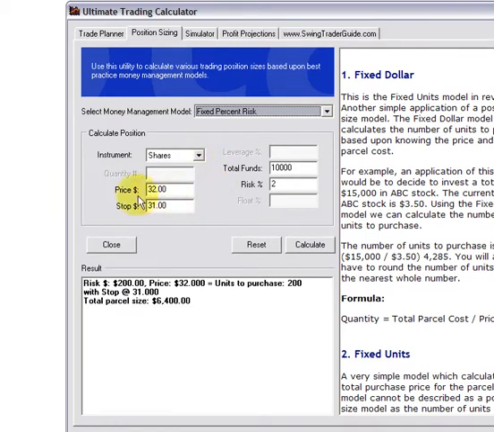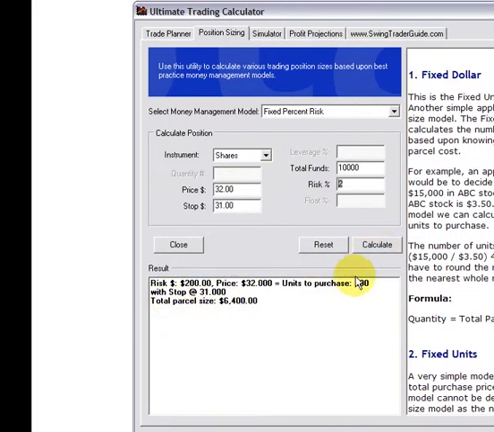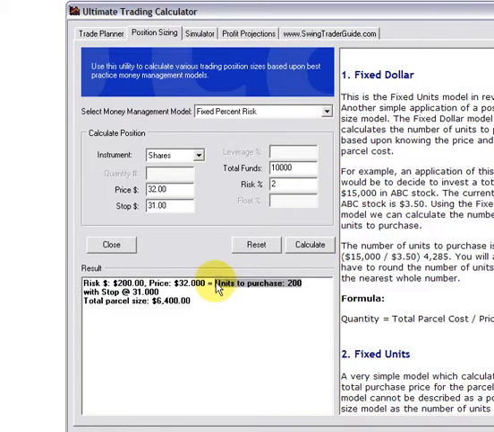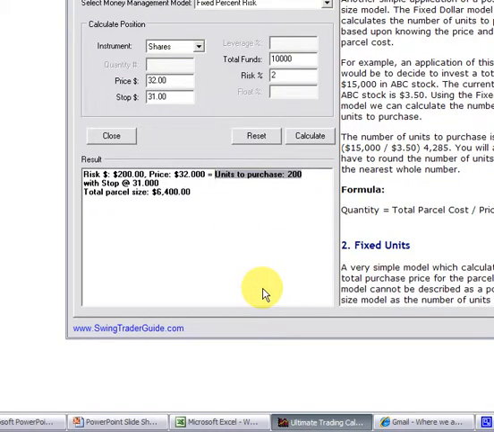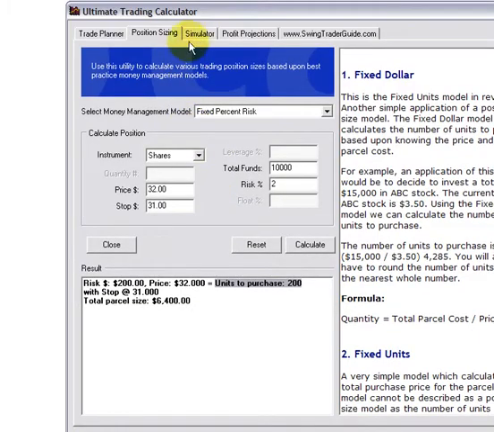Once again, you enter your information, the entry price that you're calculating, your stop loss price. What is your account equity? How much are you looking to risk of that account equity? You click calculate, and then it's going to give you the number of shares you should purchase for that particular trade. So very, very useful tool. Once again, you're looking to enter those trades, and you can get that calculation very, very quickly.